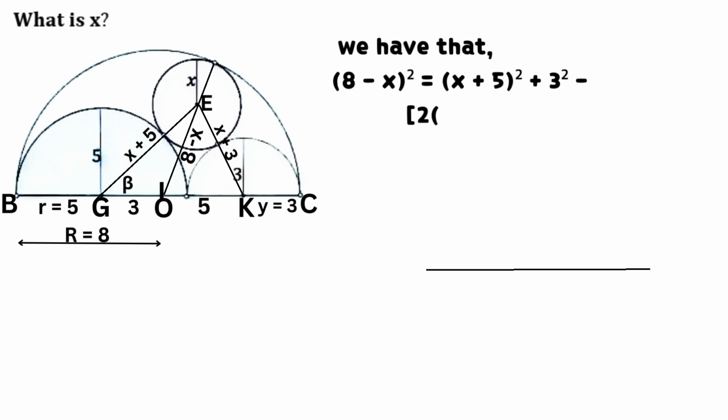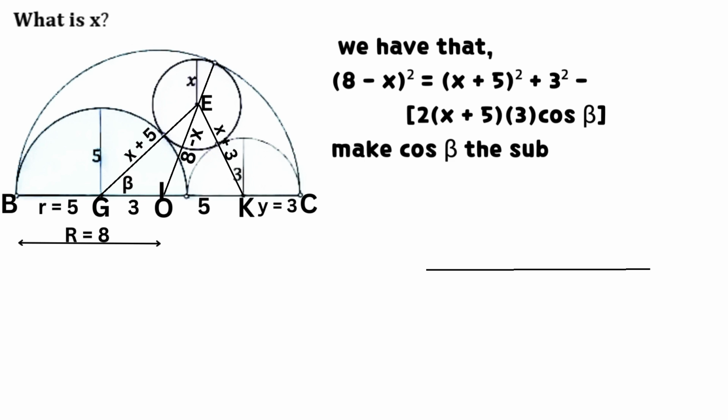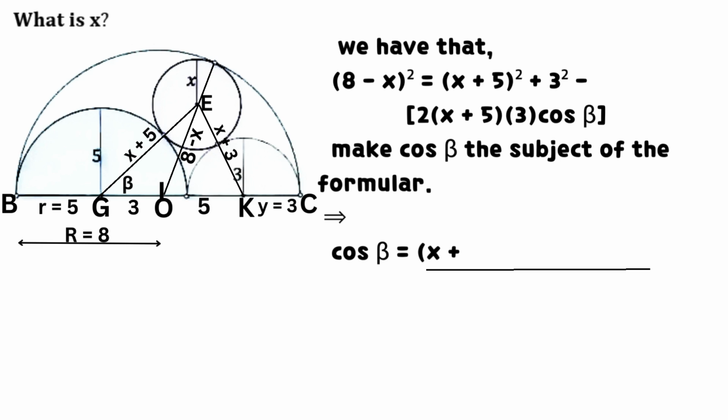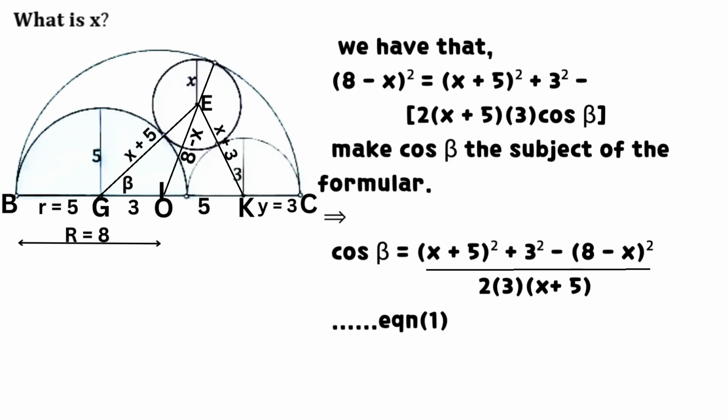The square of 8 minus x equals the sum of the square of x plus 5 and the square of 3, minus 2 times the product of x plus 5 and 3 times cosine beta. Make cosine beta the subject of the formula. We obtained an equation as shown on the screen. We call it equation 1.